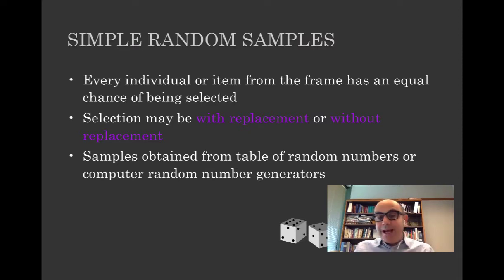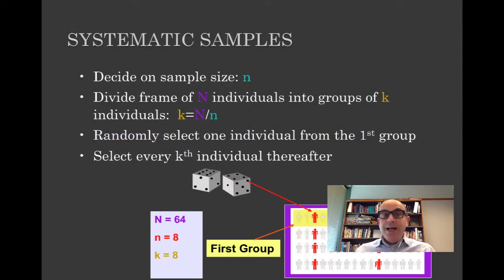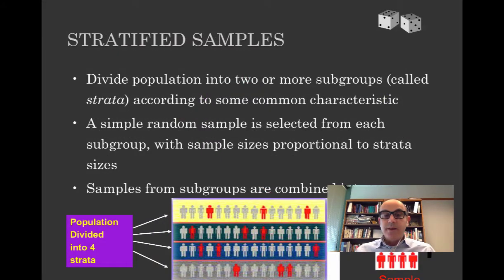It all depends on your technique. Systematic sampling is based on dividing the sample size, and we divide the frame of individuals into groups in order for us to have a better understanding. For example, the first group consists of n, capital N, small n, and k, in order for us to select every kth individual afterwards.